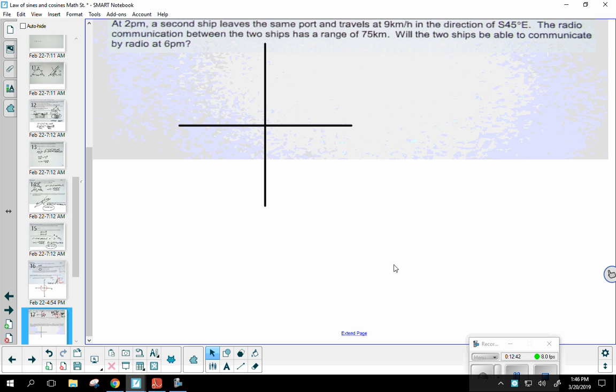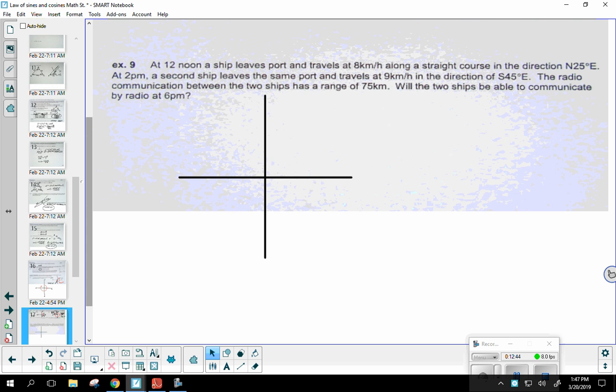Okay, all right. Well, let's do number 9, our last one. At noon, a ship leaves port and travels at 8 kilometers per hour along a straight course in the direction of north 25 degrees east. At 2 p.m., a second ship leaves the same port and travels 9 kilometers per hour in the direction of south 45 degrees east. The radio communication between the two ships has a range of 75 kilometers. Will the two ships be able to communicate by radio at 6 p.m.?